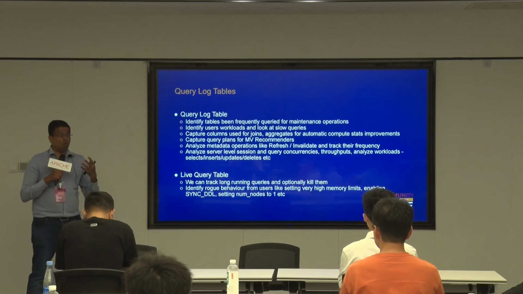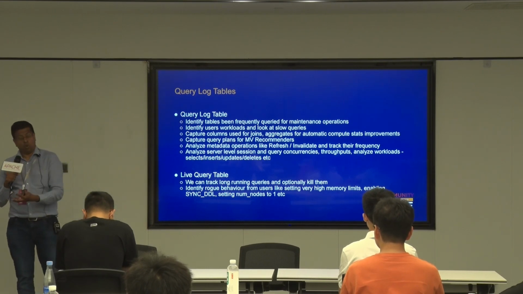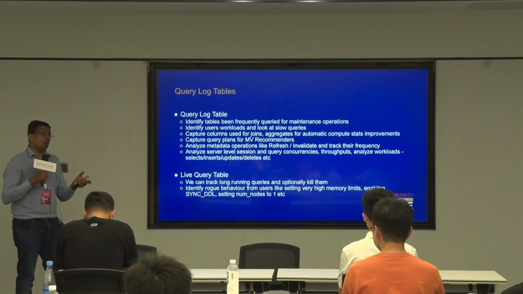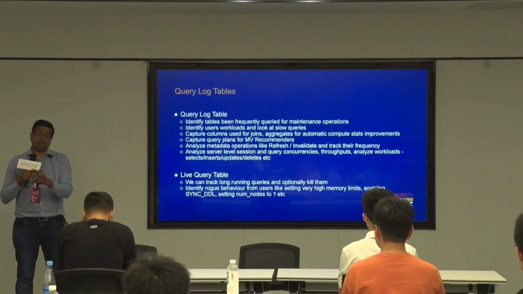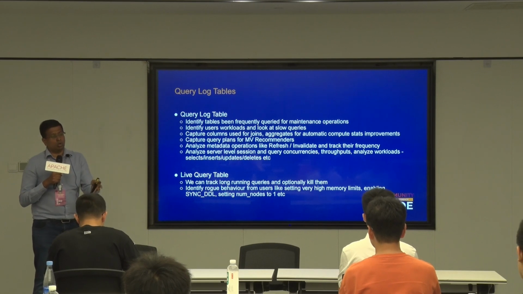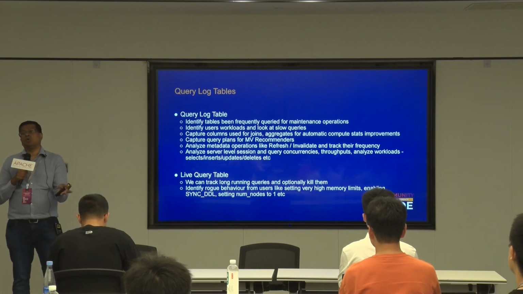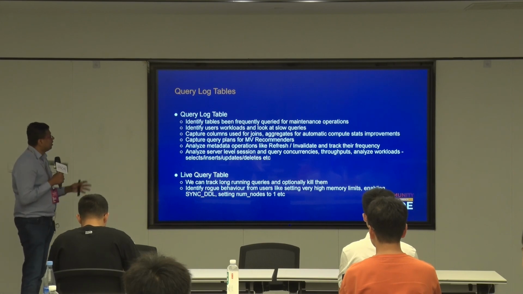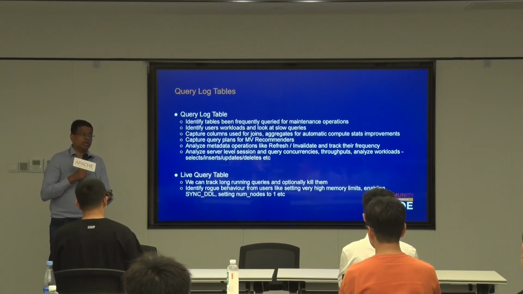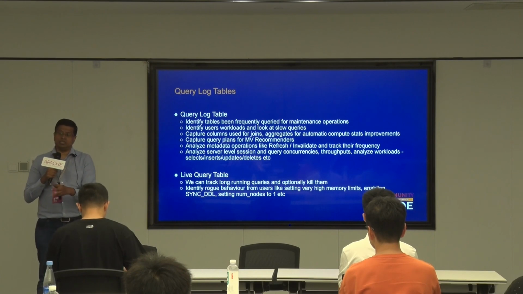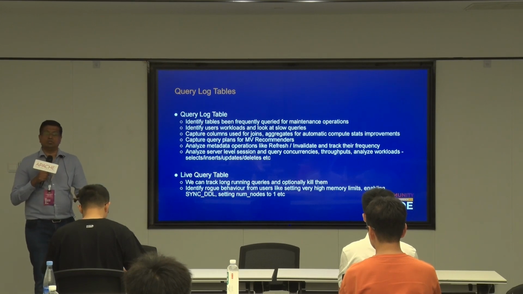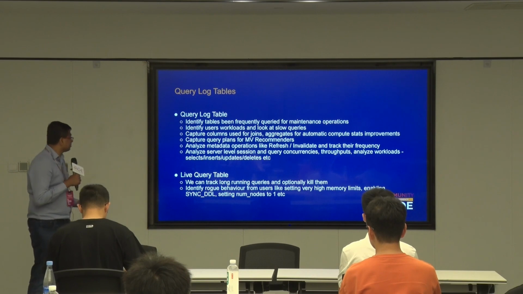You are able to understand what users are running, how many queries on what tables, and how large their workload is. You are able to understand what columns are being used for joins, for aggregates, for filters, so that you can capture statistics on only those columns rather than on all of the table columns. You can capture query plans for MV recommenders. So we plan to capture the query plan and then feed it into a recommendation engine so that the MV recommendation engine can recommend what materialized views should be built on those tables.